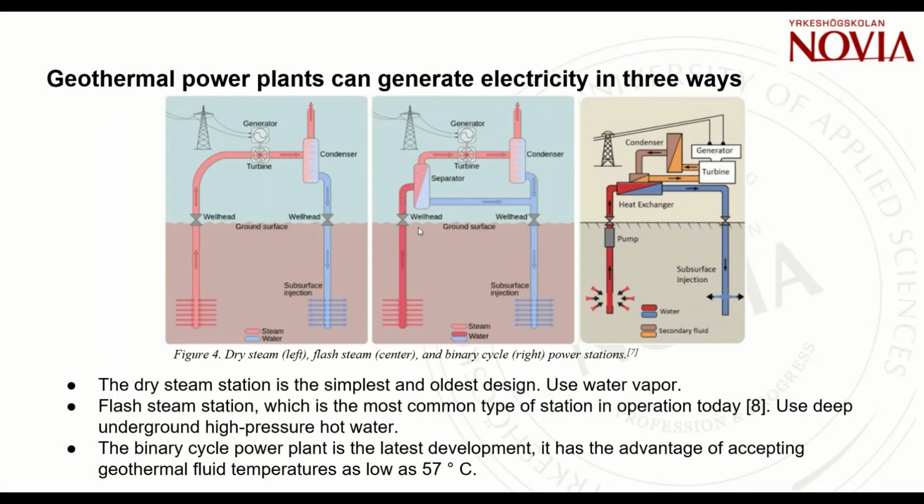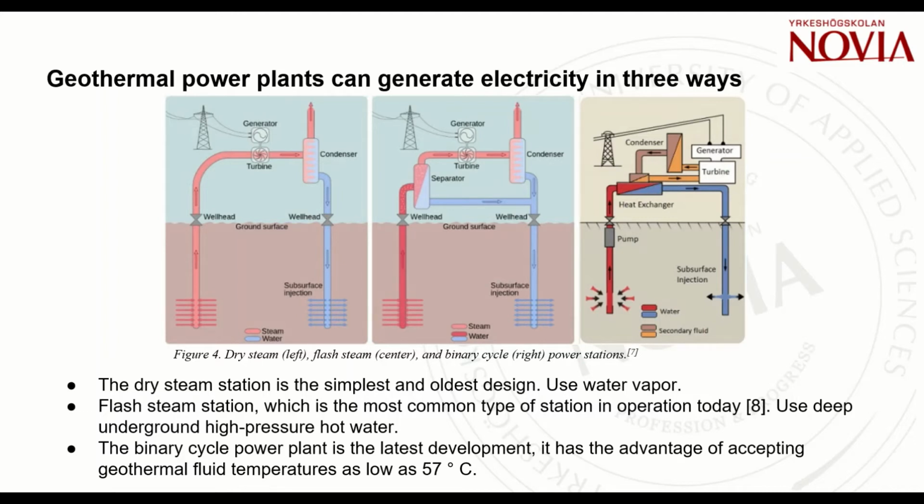On the left of this figure is a dry steam station, which is the simplest and oldest design. Although this method has high efficiency and the simplest facilities, this type of power station is not common because it requires geothermal resources that can produce dry steam. This has great restriction on the choice of power plant address.